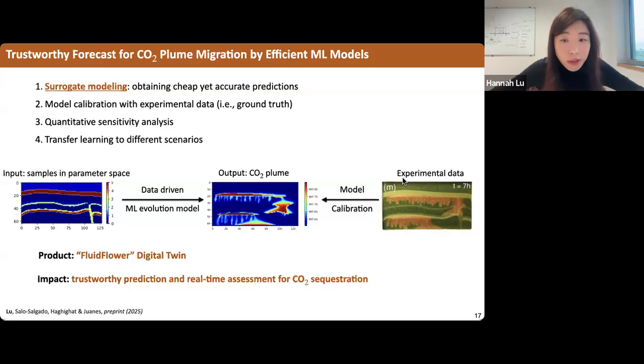And the final product we had in mind could be a digital twin for the FluidFlower experiments. And the calibrated model should allow us to do things like transfer learning to different scenarios of geological formation and injection plans. So I am super excited about the project as a first step to enhance our confidence in a trustworthy prediction and a real-time assessment for CO2 sequestration, even if we're just in a lab scale.